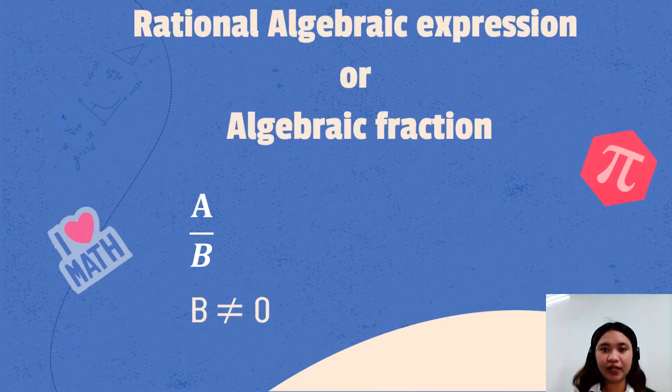Remember, in a rational algebraic expression or algebraic fraction, the numerator or the denominator, or at least one of them, should be an algebraic expression. An algebraic fraction again has letters and numbers, or coefficients and variables, and we have a numerator and denominator. The denominator should not be equal to 0, or the lower part should not be equal to 0.